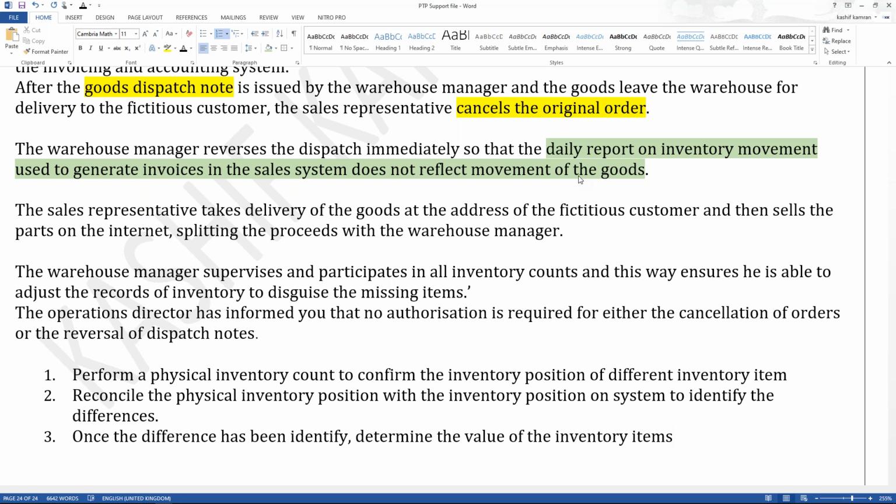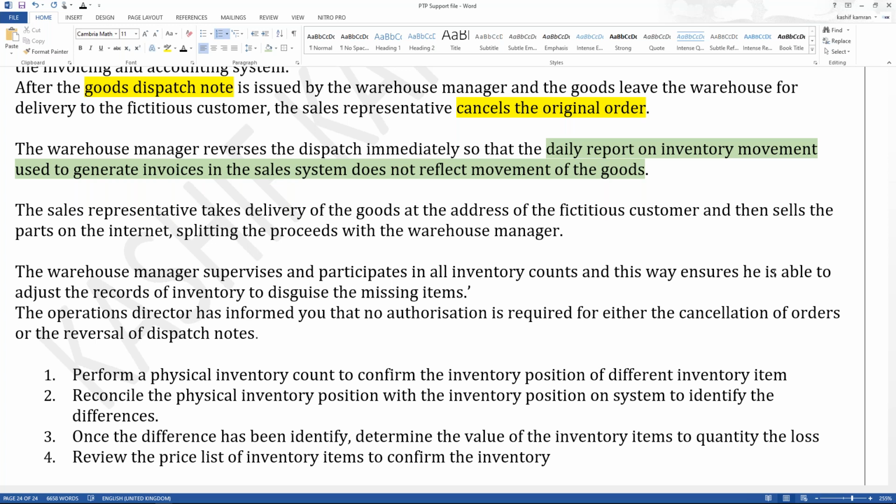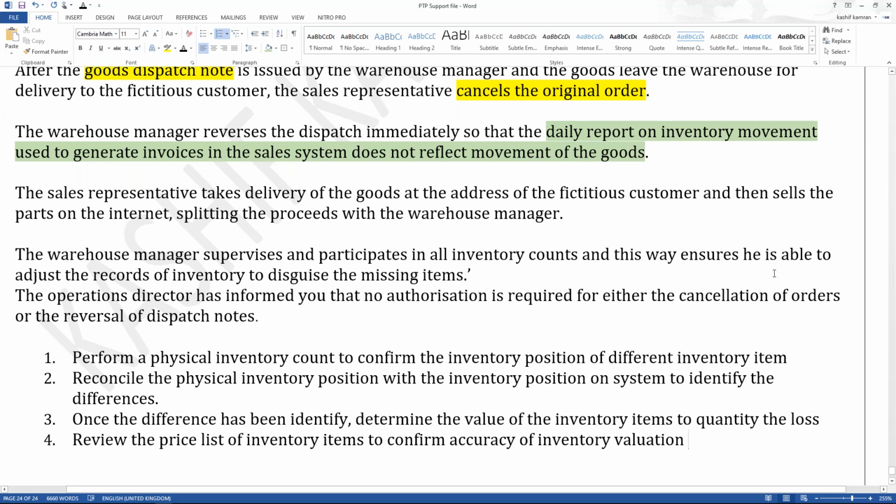Once the difference has been identified, determine the value of the inventory items to quantify the loss. You can review the price list of inventory items to confirm the inventory value. To confirm the accuracy of the inventory valuation, you can review the price list of inventory items. Or you can recalculate the value of inventory items to quantify the loss.